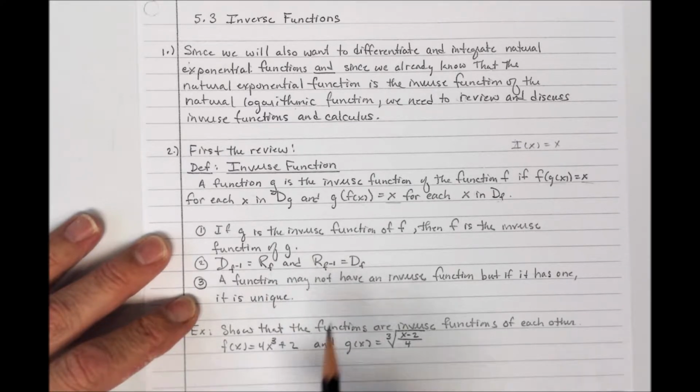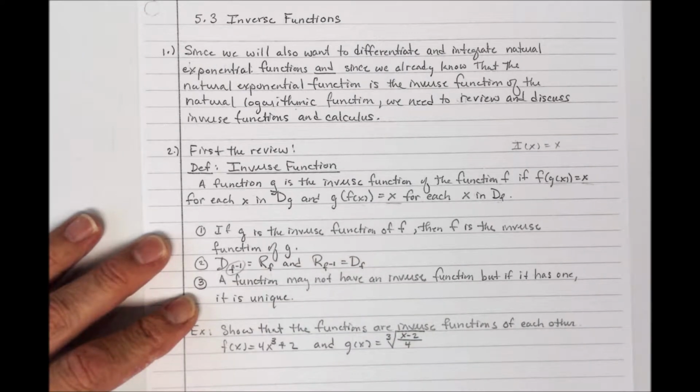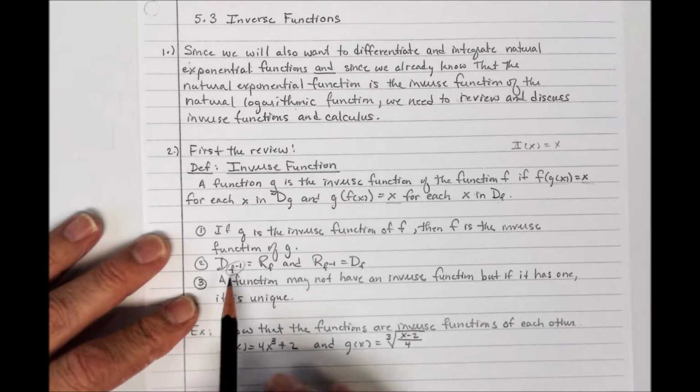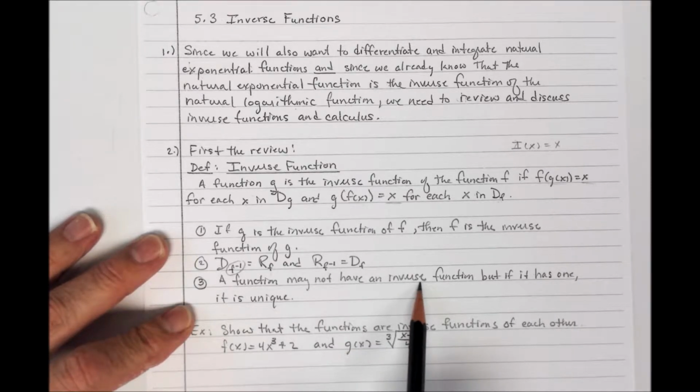Now notice here the notation with the -1. You may remember that being from your algebra days and your pre-calculus days. That does not mean to the -1 power, that means the inverse function of f. Okay, now it says a function may not have an inverse function, because not all functions do, only one-to-one functions do. But if it does have it, as I mentioned before, it's a unique function.